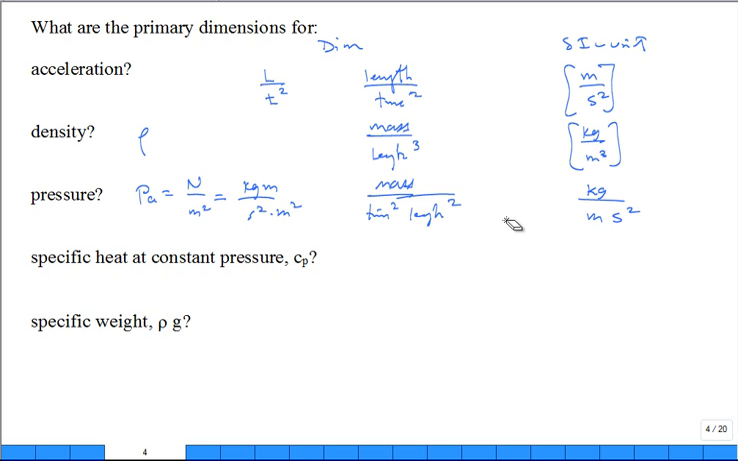Length is just by itself, you're right. What about specific heat, constant pressure? How many people got that one? You did? Let's do this. Work on specific heat, constant pressure, specific weight, and viscosity, mu. And if you want, just do it in SI units.